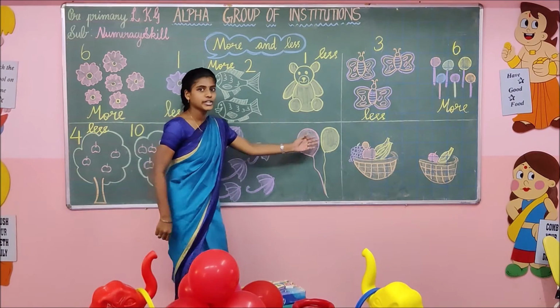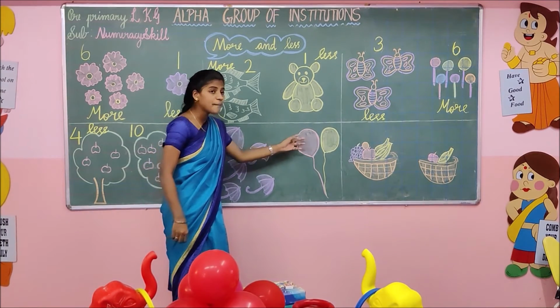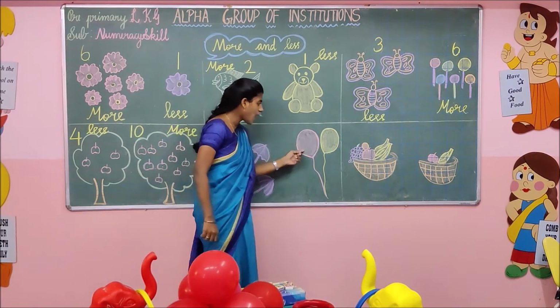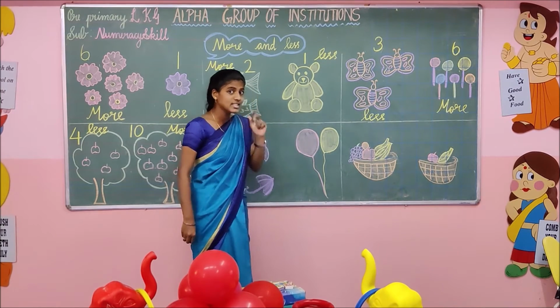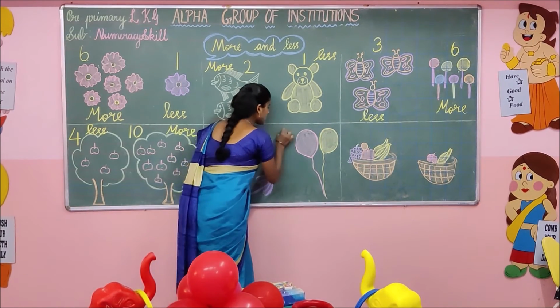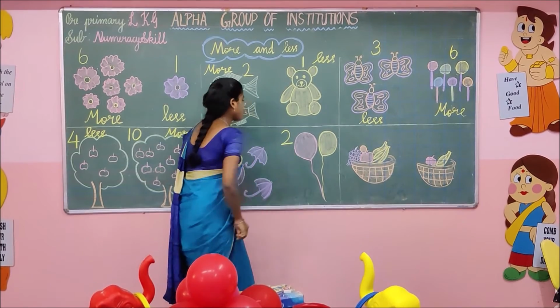Next, we are going to count the balloons. How many balloons do we have? 1 and 2. How many balloons? 2 balloons. Shall we write 2?